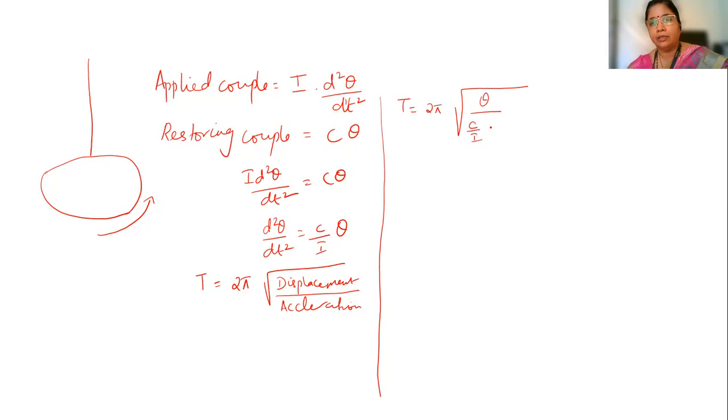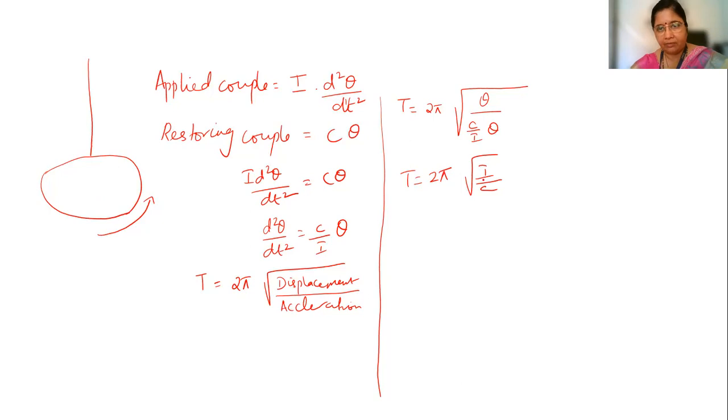C by I into theta. So you will have this time period as equal to 2 pi root I by C. This is the time period for a torsion pendulum. Now using this equation, we are going to find out the rigidity modulus of the given wire.